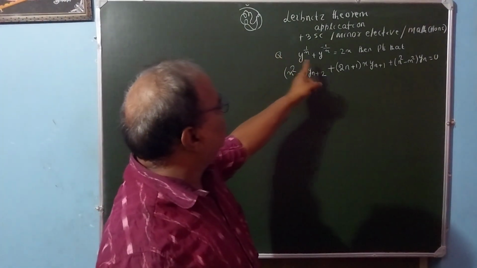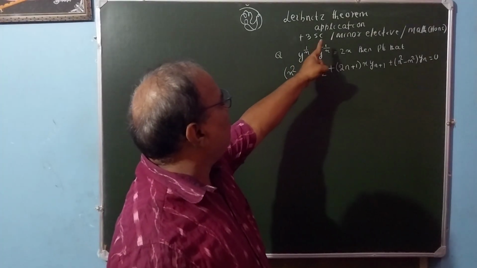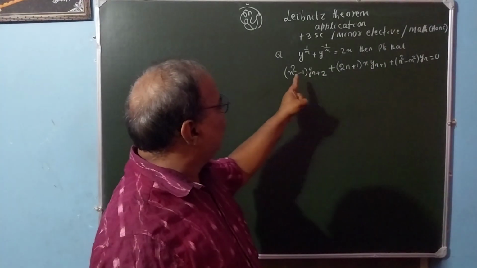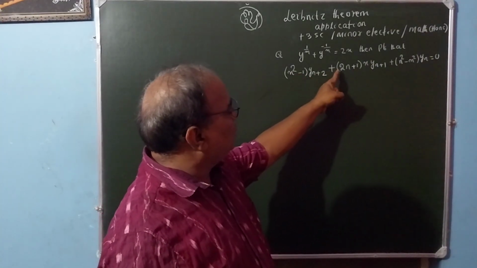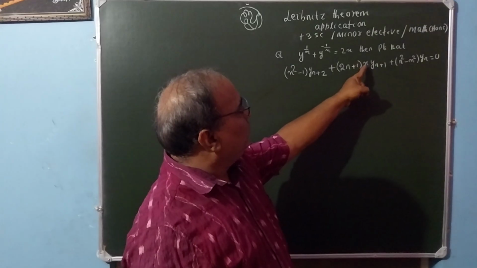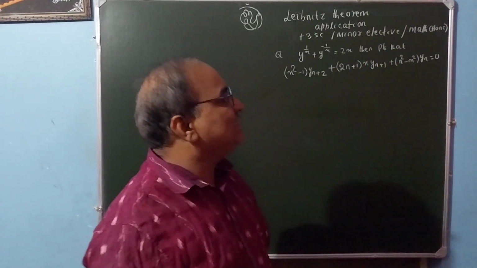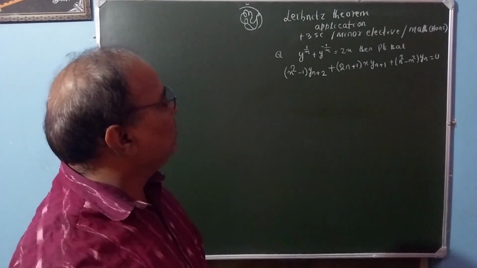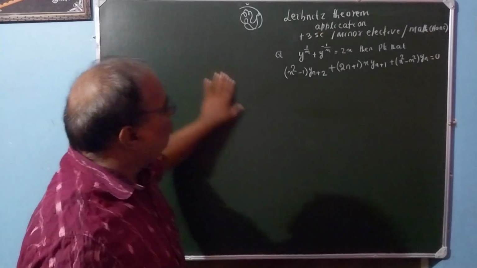Okay, so the question is: y to the power 1 by m plus y to the power minus 1 by m is equal to 2x. Then prove that (x square minus 1) y_{n+2} plus (2n plus 1) x y_{n+1} plus (m square minus n square) y_n is equal to 0. This is the application of Leibniz theorem. Okay, how can you do it?